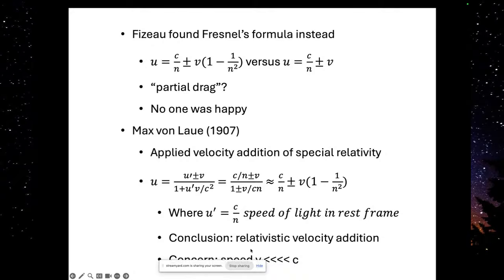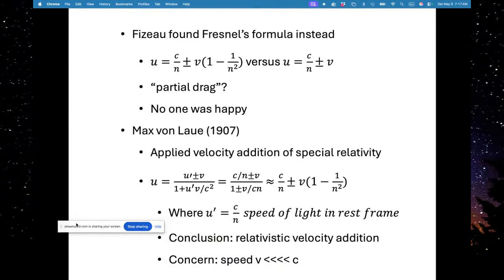I just want to point out that these speeds are very, very slow compared to speed c. So calling this a relativistic effect is stretching things to the extreme. Nevertheless, because of the agreement with the formula, this became the accepted explanation.